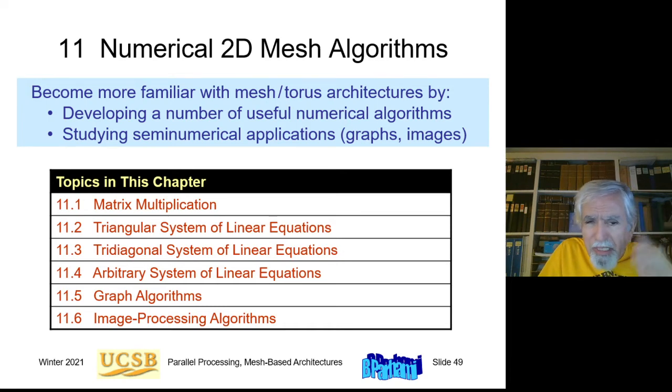You can call them semi-numerical because graphs and images are represented as matrices with numerical entries, but the nature of the algorithms performed on these matrices is not numerical in the sense of involving heavy arithmetic.